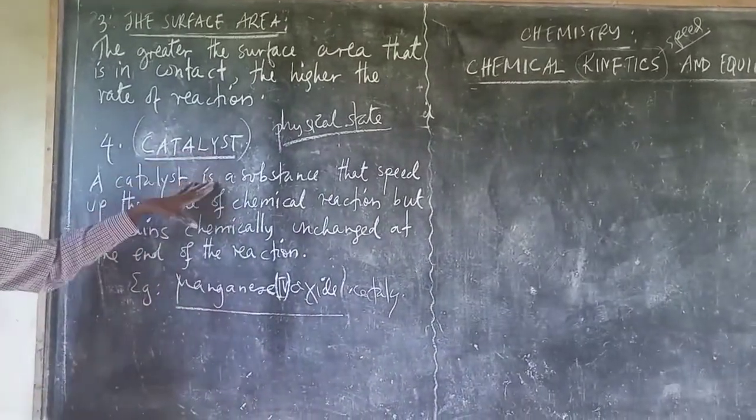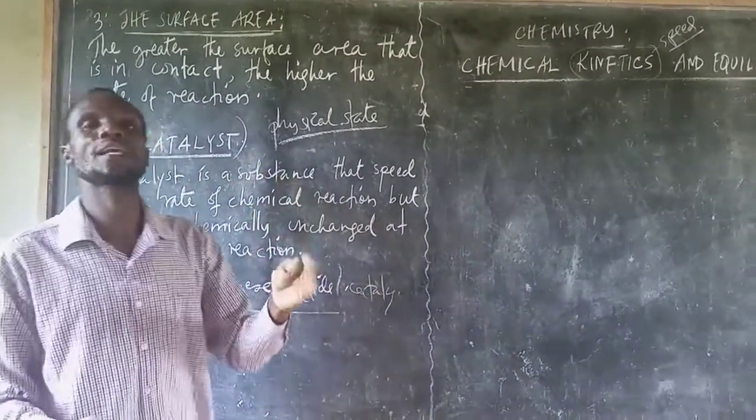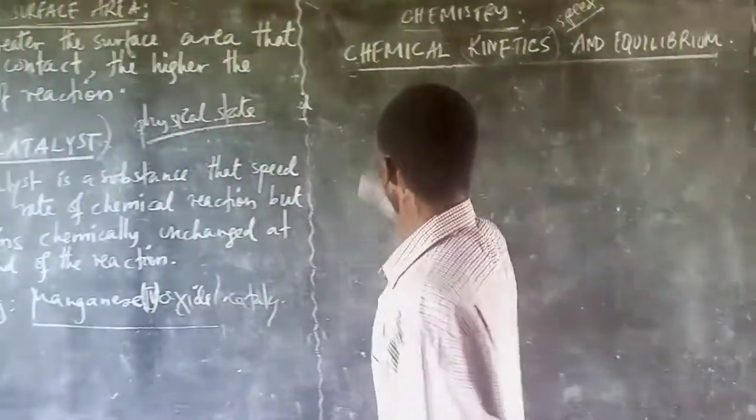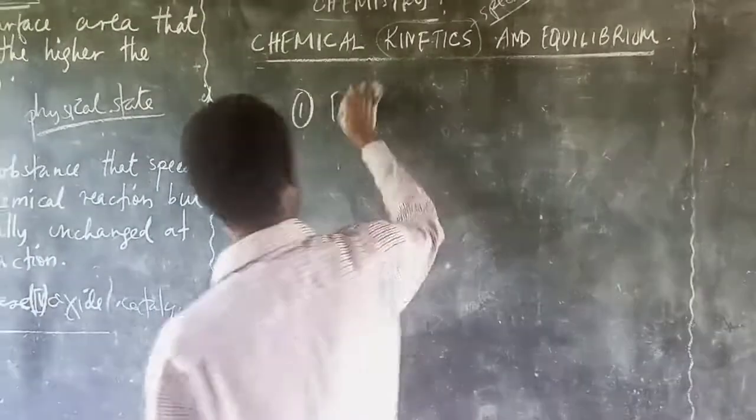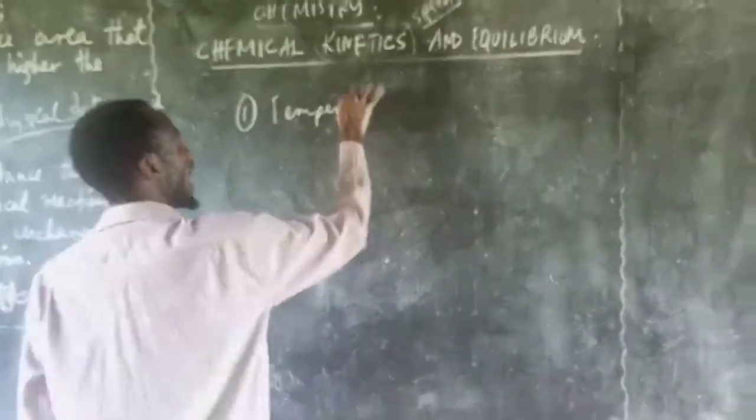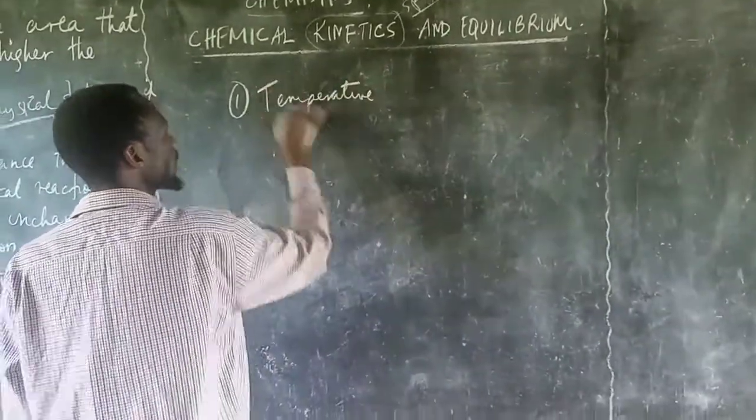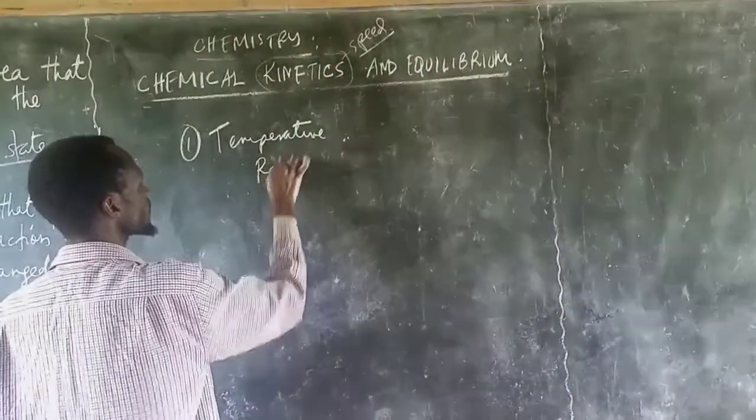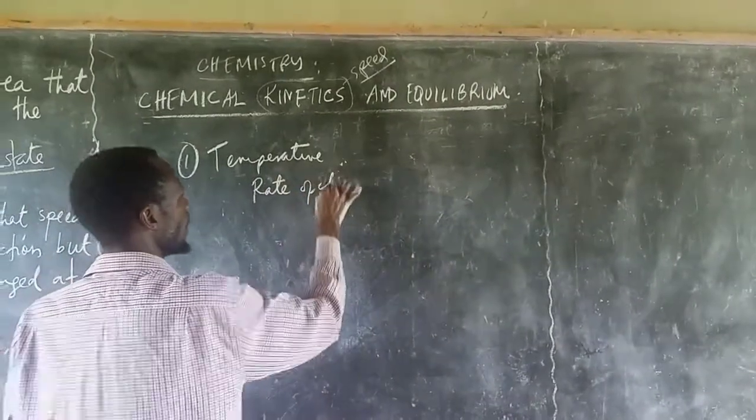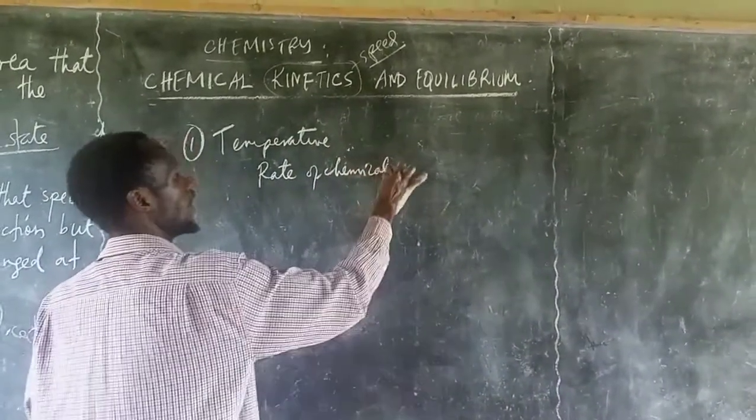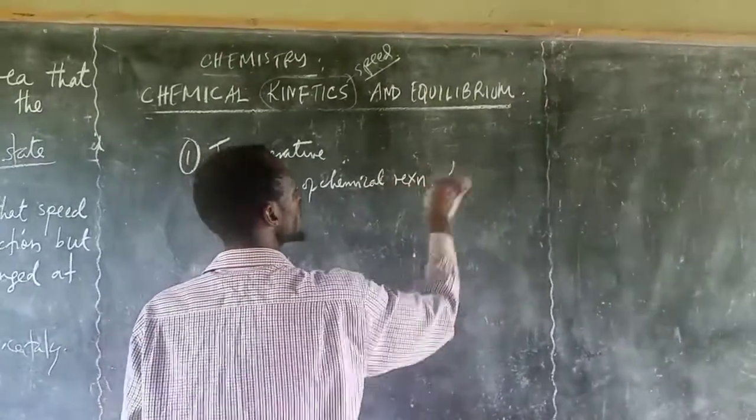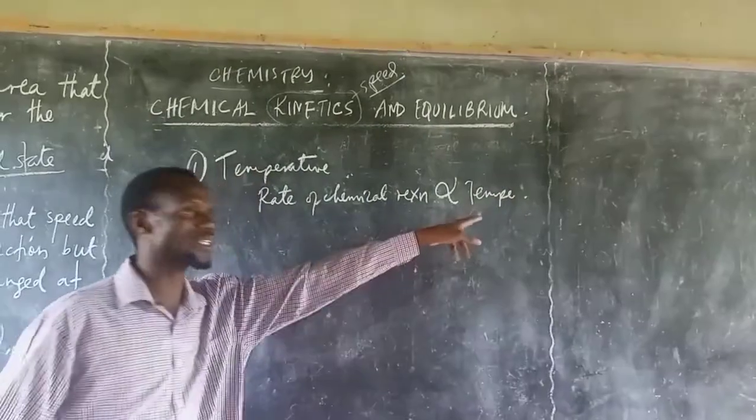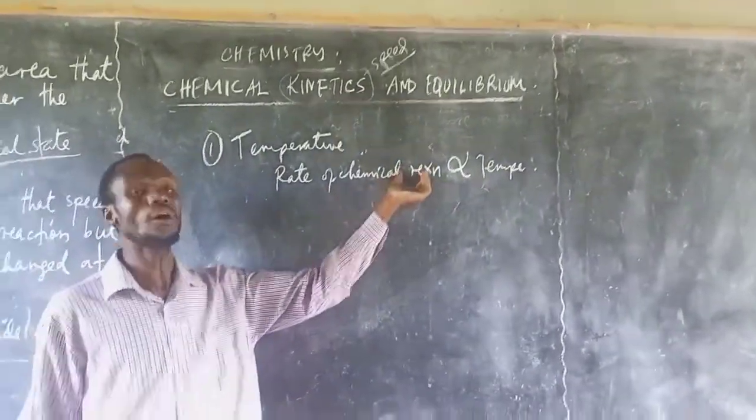Now, the catalyst is the substance which speeds up the rate of the chemical reaction. Therefore, by concluding about the factors, we have said we are having temperature. Temperature, as we have said, as now you keep on increasing the temperature, you are increasing the rate of the chemical reaction. Or in other words, we are saying rate of chemical reactions is proportional to the temperature. Means if now you keep on increasing the temperature, you are increasing the rate of the chemical reactions.